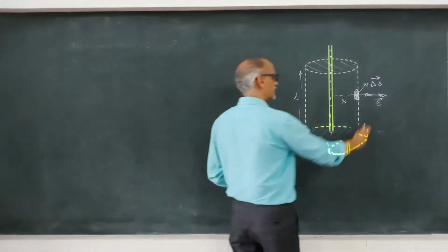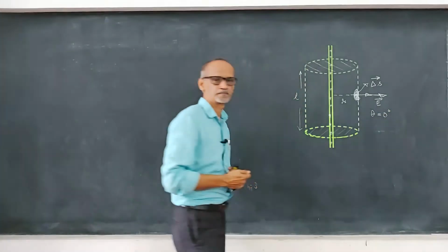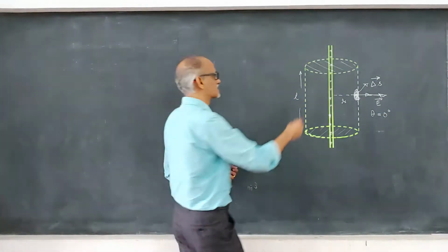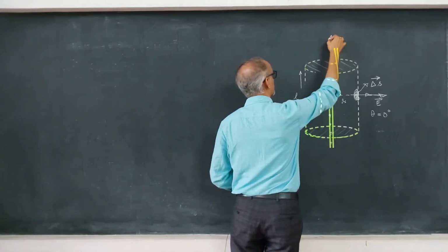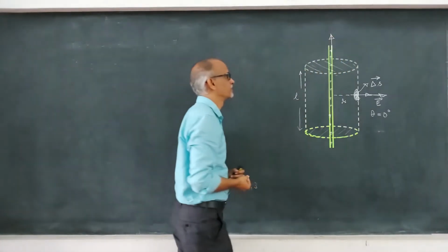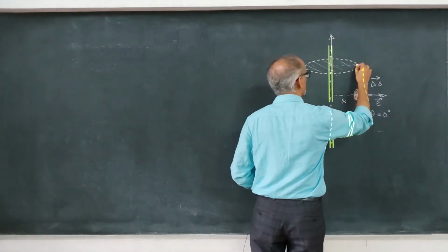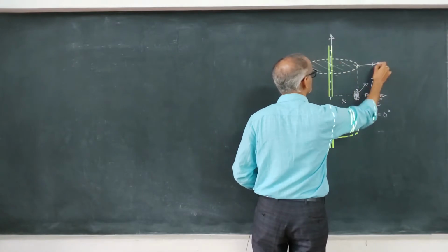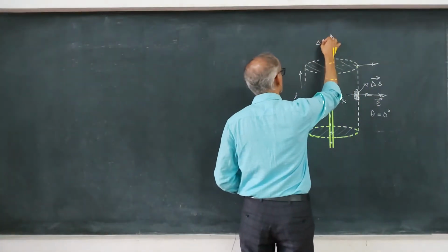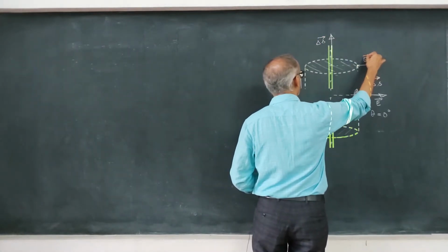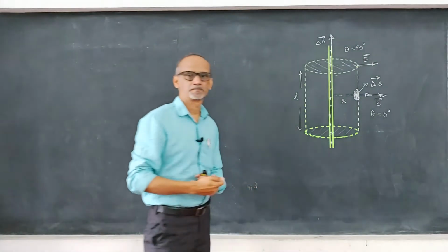So, what is the angle between these two? It is 0 degree. You consider this surface. For this surface, the area vector is here, perpendicular to the area. But the field at this particular point is along this direction. So the angle between the area vector, which is here, and the electric field, which is here, is 90 degree.